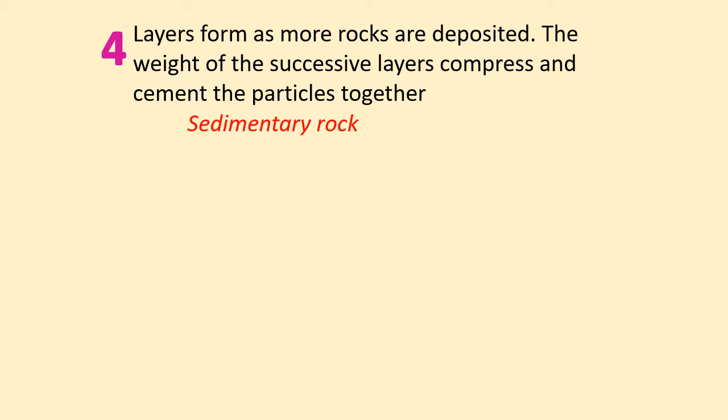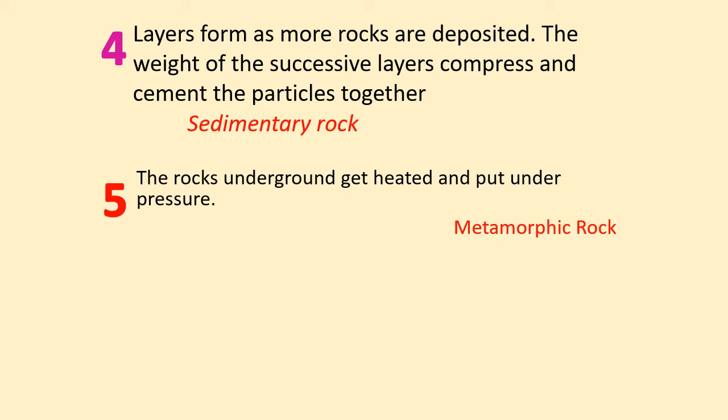Layers of the sediment begin to form as more and more rock particles are deposited in the lake or the sea. And the weight or the mass of all these layers being put on top of one another compacts and cements the particles together. And that forms sedimentary rock. Now, if those rocks end up being down near the mantle, they can get heated up and exposed to a lot of pressure, which will transform them, which is how metamorphic rocks form.